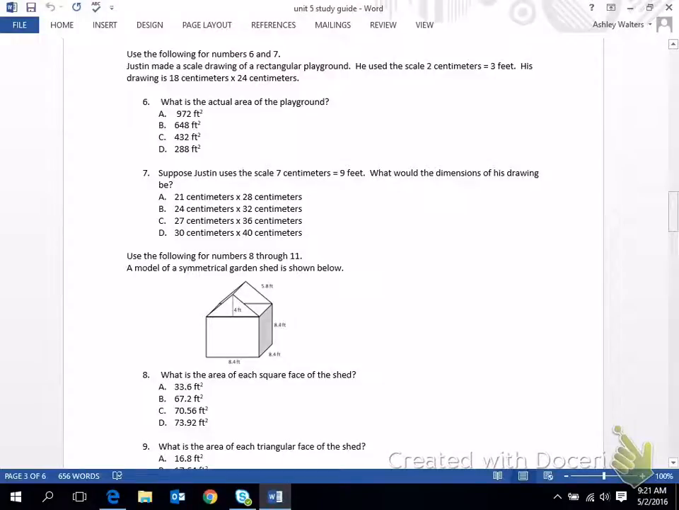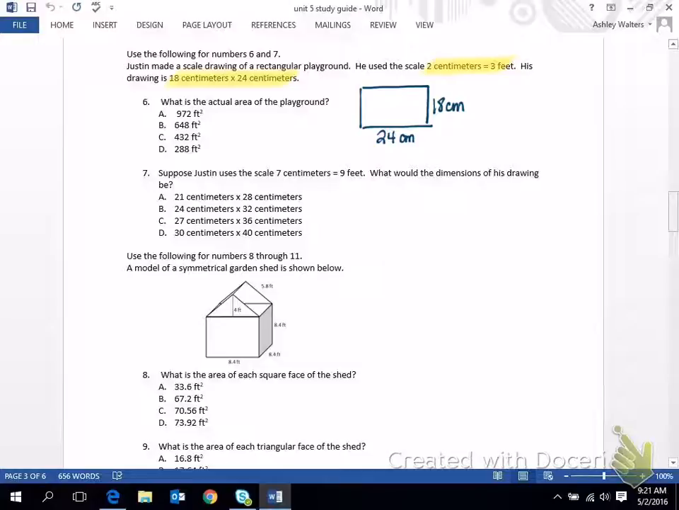Next, we want to use the following numbers for 6 and 7. Justin made a scale drawing of a rectangular playground. He used the scale 2 centimeters is equal to 3 feet. His drawing is 18 centimeters by 24 centimeters. So we can draw what this might look like. It's a rectangular playground with dimensions of 24 centimeters and 18 centimeters.